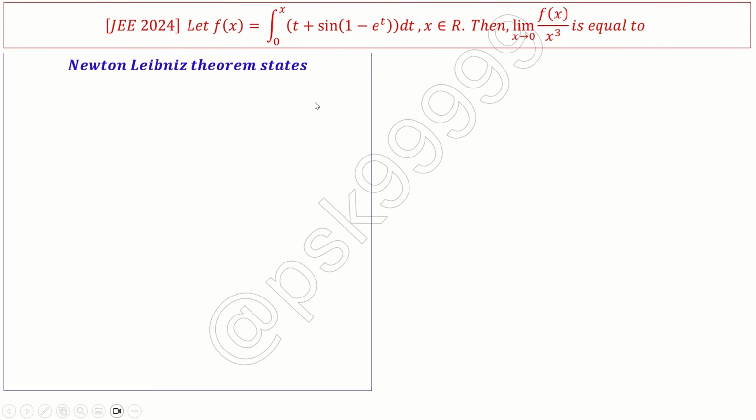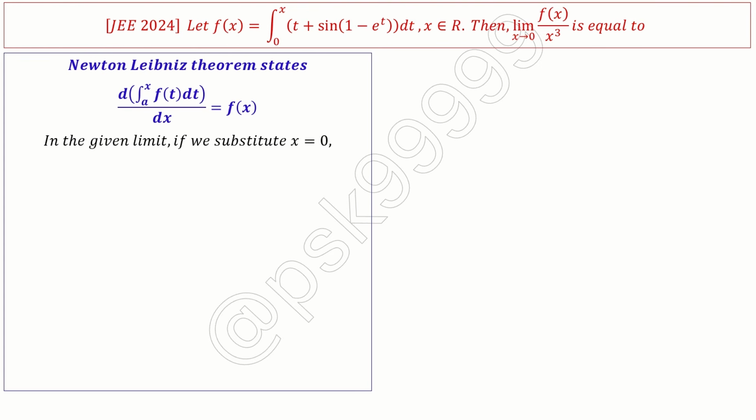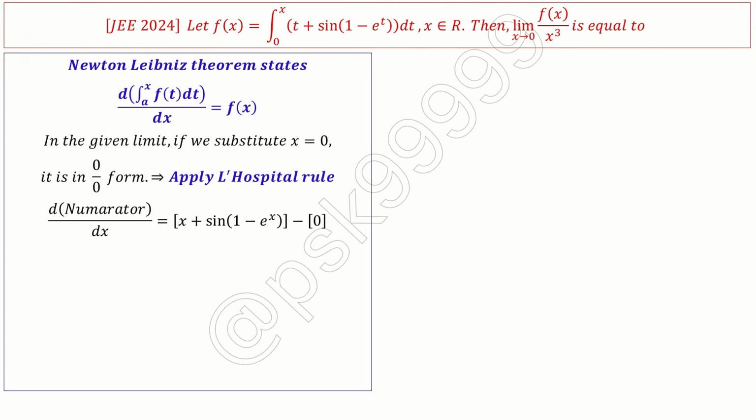So you need to use the Newton-Leibniz theorem, which states, very simple, the differentiation of the definite integral from a to x of f of t dt is nothing but f of x minus f of a, but f of a is a constant. So when you differentiate, it will go off basically. Okay, so very simple. So in the given problem, if I substitute x equal to 0, it is in the form of 0 by 0. So we will apply L'Hospital rule, which means differentiation of numerator, which is nothing but this value, right?